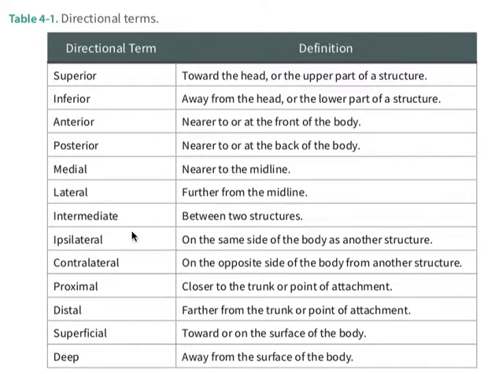Ipsilateral and contralateral. Interestingly, we do use these terms. I'm not sure how much time we're going to have to spend on the cerebrum, but I'm fairly sure we'll cover these two terms. Ipsilateral means on the same side of the body as another structure. Contralateral means on the opposite side of the body from another structure. So these terms are most likely to be used in brain anatomy.